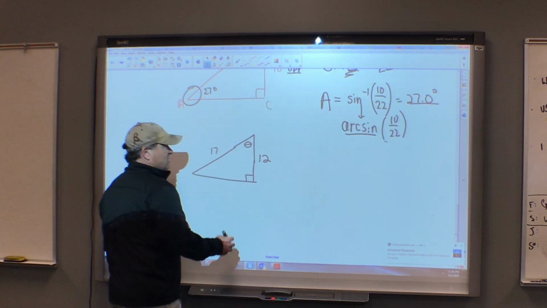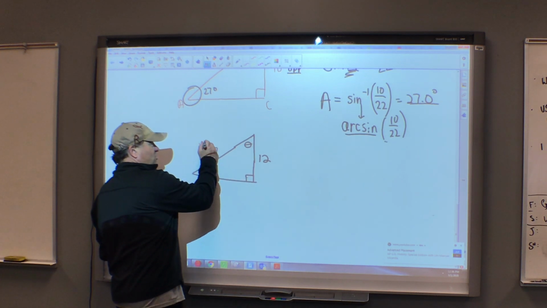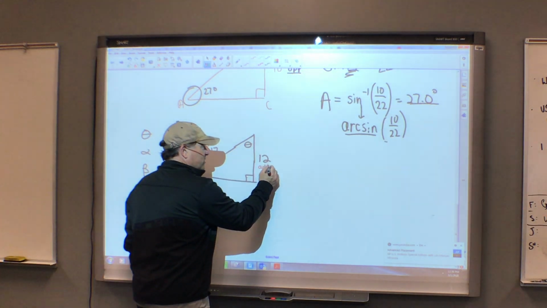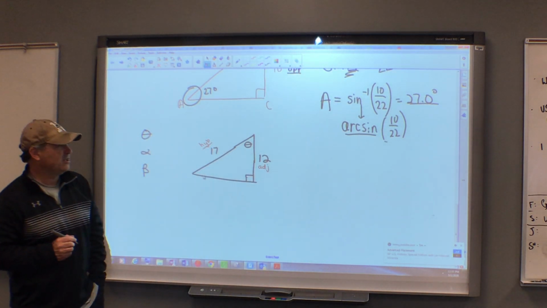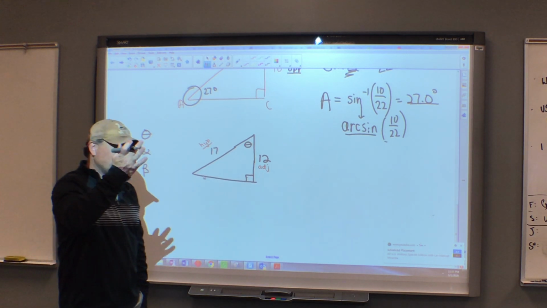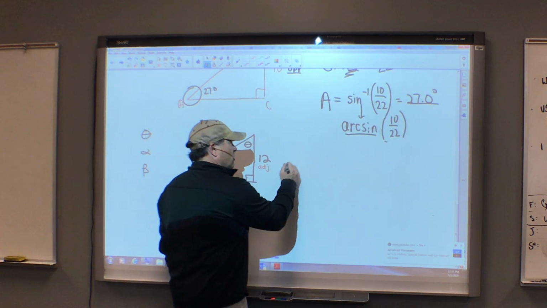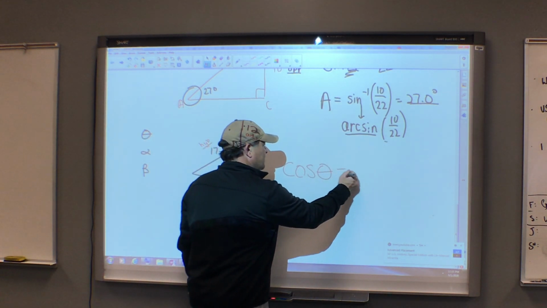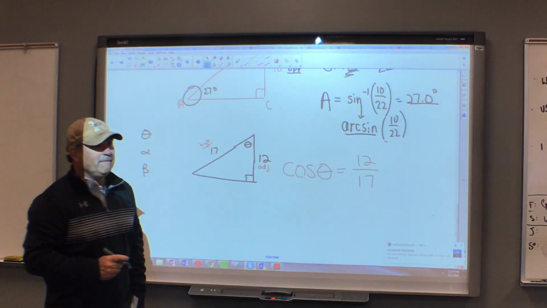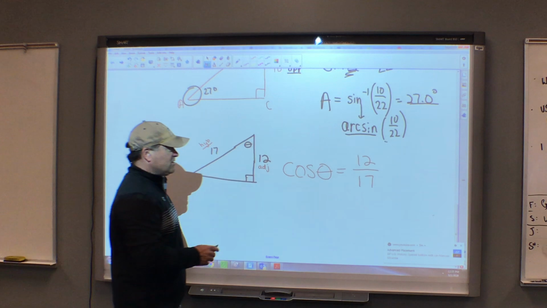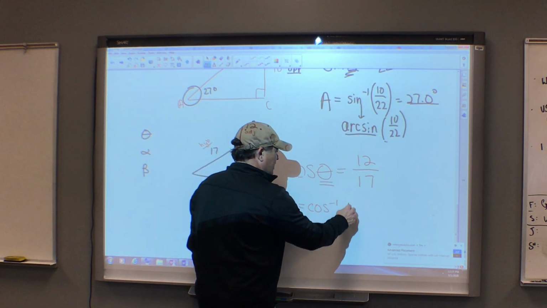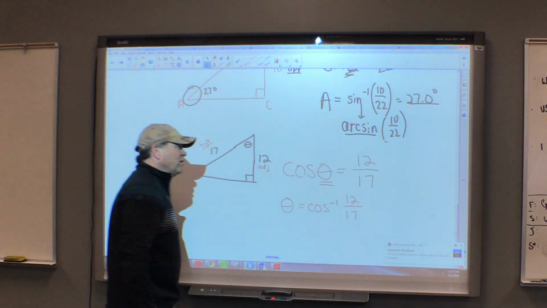As we look at this, 17 is across from the right angle, so 17 is my hypotenuse. 12 is next to theta, which makes 12 my adjacent. The trig function that relates adjacent and hypotenuse, SOHCAHTOA, is cosine. So the cosine of theta is adjacent, which is 12, over 17. I need the angle, so that means theta is the cosine inverse of 12 over 17.